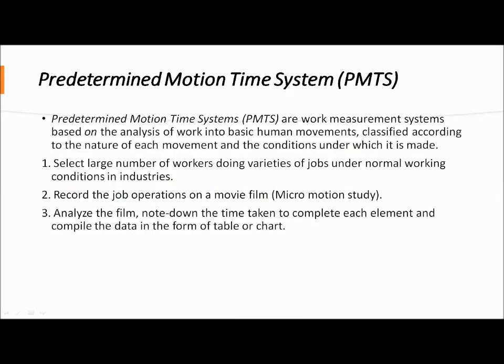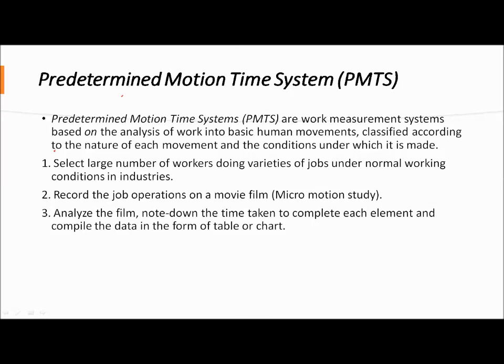And then we come to the next method, that is called the predetermined motion time system. Predetermined motion time system is similar to the motion analysis which we already saw. The only difference is that here also you use video cameras to analyze the motions, but there you analyzed the motions, and here what you analyze is the time required for doing a particular motion.